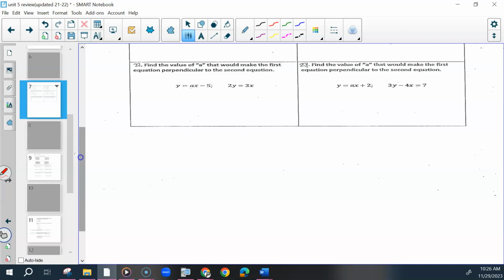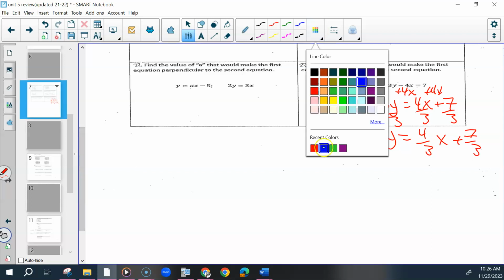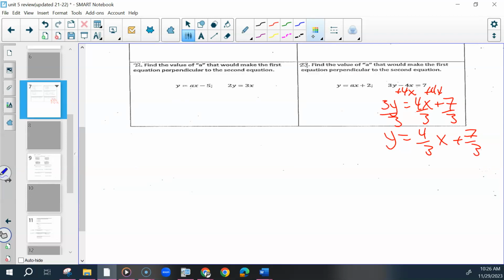23 is very similar. We have to find the value of a that would make the first equation perpendicular. So if we were to solve the second one, add 4x on both sides and divide everything by 3, we have y equals 4/3 x plus 7/3. If we wanted to find the value that is perpendicular, you would take that, flip it, make it negative. What would that value be? -3 over 4.